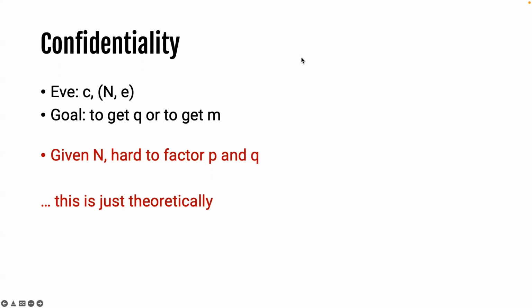Okay. But then, of course, this is just theoretically speaking. In the real world, you need to make sure that your p and q, these two prime numbers, are selected large enough so that the multiplication n is large, and also it's very hard to brute force the prime numbers p and q in order to find these two prime numbers.